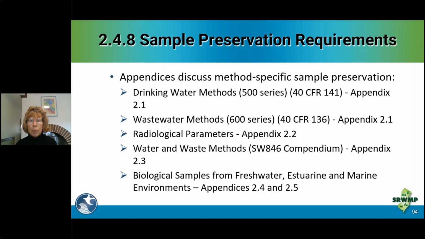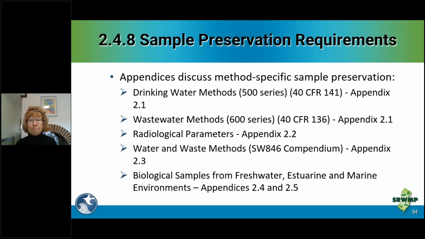Appendix 2.3 is a quick reference guide to some of the compendium SW846 method sample preservation requirements for commonly requested parameters. Very important there to check with your laboratory, as they may have laboratory specific protocols with the low volume container usage. And then appendices 2.4 and 2.5 address the collection of biological samples from freshwater, estuarine, and marine environments.